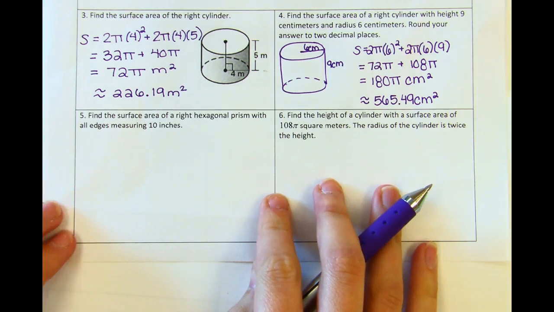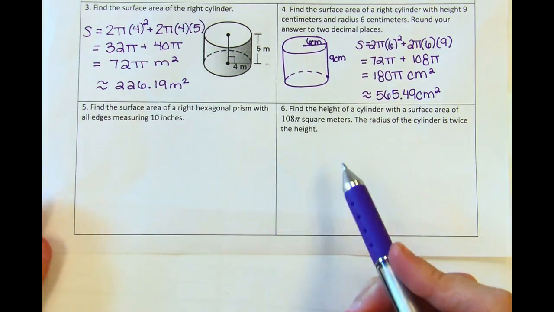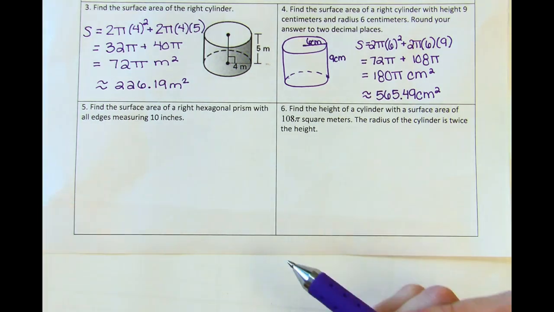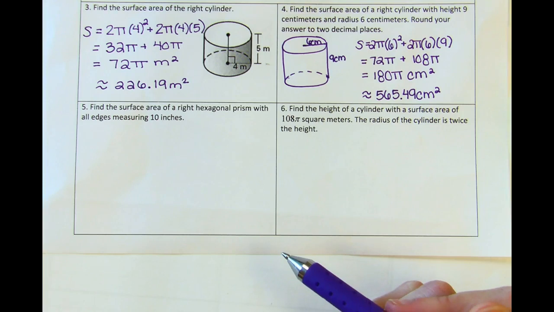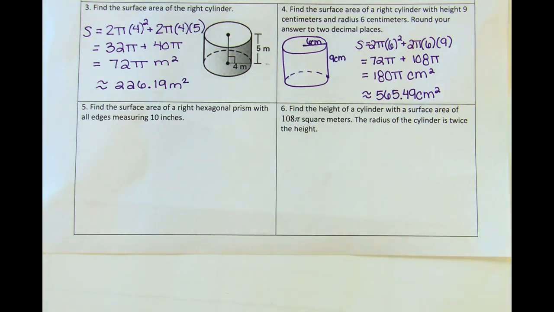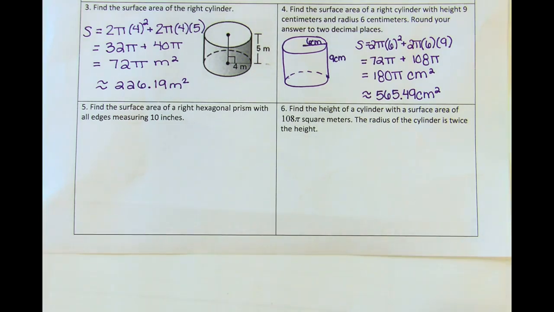Okay, so I would like for you to now try 5 and 6. These are a little bit trickier, but I think you can do them. So pause the video, do number 5 and 6. Remember, 2 times the base plus perimeter times height. Draw yourself a picture if need be.